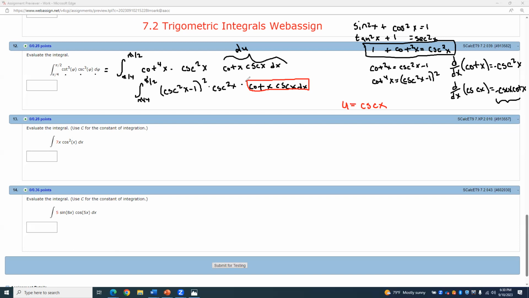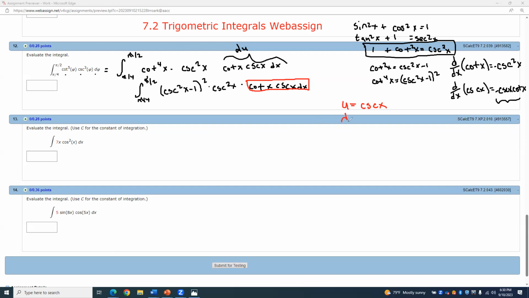I would have to bust out a little bit of a chain rule, which wouldn't be the end of the world, it'd be fine, but that's not what I set out to do. I just set out to have du as cosecant cotangent. I'm not trying to change that right now. You could possibly, if this doesn't work, but I don't really want to do that. So u is cosecant x.